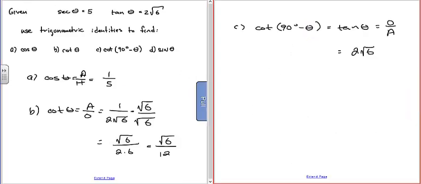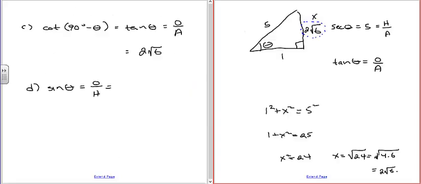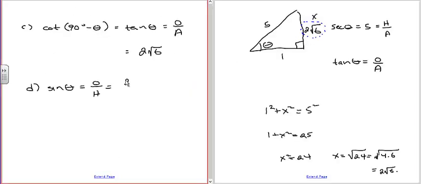And then the final one is the sine of theta. So the sine of theta is opposite over hypotenuse. So the opposite is 2 times the square root of 6 divided by the hypotenuse, which is 5. And that's all we can do with that.